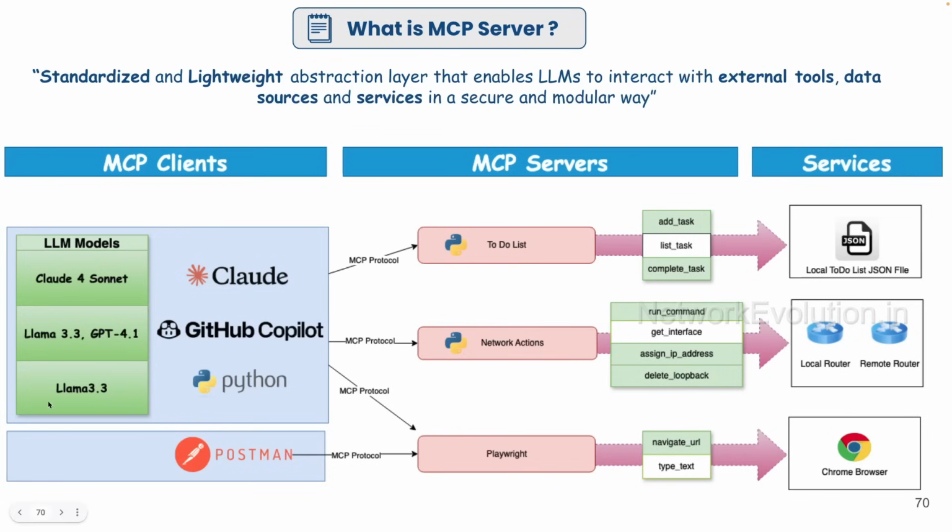If you see in the MCP clients, we are going to use these three clients. In the end, even we'll see how to create a very simple Python MCP client using MCP use. And as LLM models, for Claude Desktop, we'll be using Claude 4 Sonnet. And within GitHub Copilot, we can use Llama 3.3, GPT 4.1, or many other LLMs are supported here. Then within the Python script, we'll be using Llama 3.3.